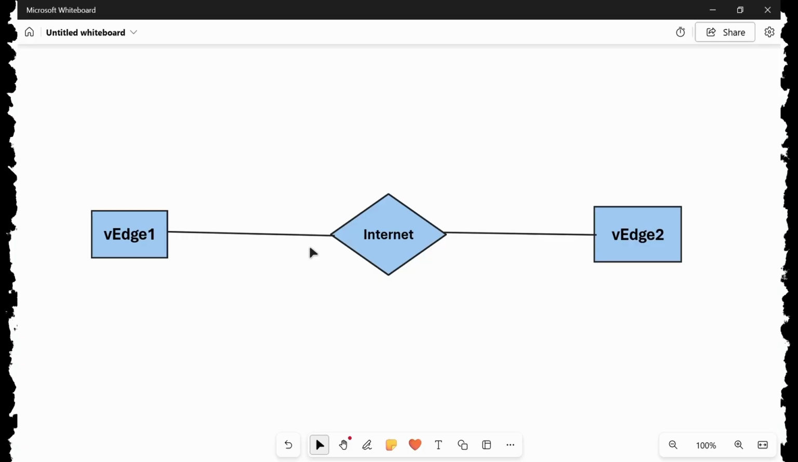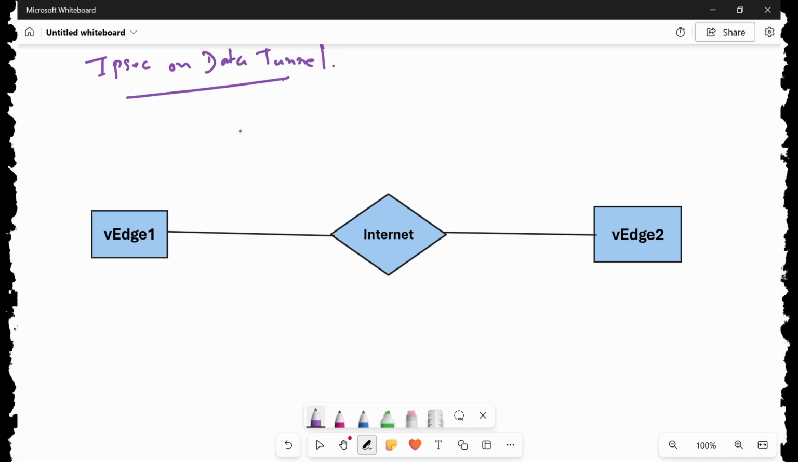The next thing we're going to see will be the IPsec on the data tunnel. So it will be IPsec on data tunnel. The IPsec tunnel will be formed between the vEdge routers.